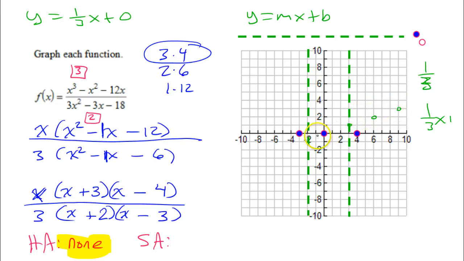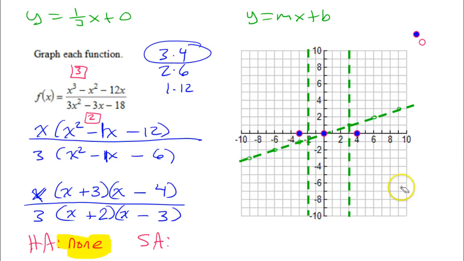So it'd be like this. And if I went down 1, left 3, down 1, left 3, down 1, left 3. So this is my slant asymptote. Okay, let's see, can I make this my slant asymptote? Alright, that's pretty good. So that's what my slant asymptote is going to look like. That's my 1/3 x that I got by doing long division.